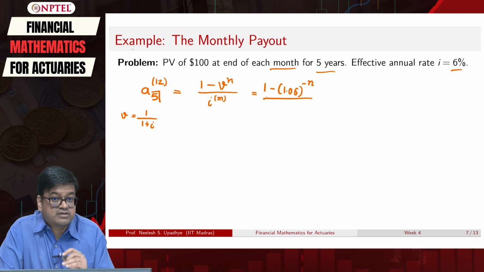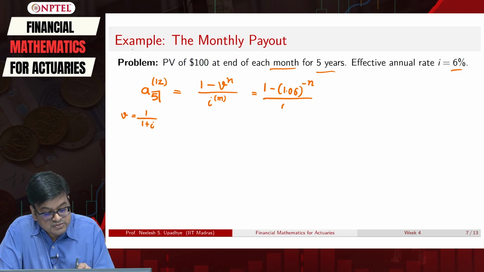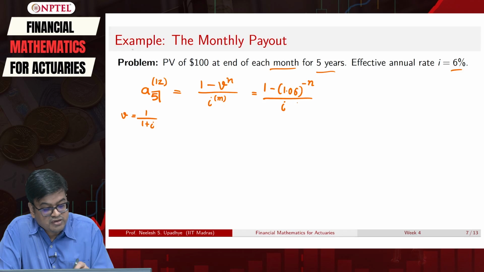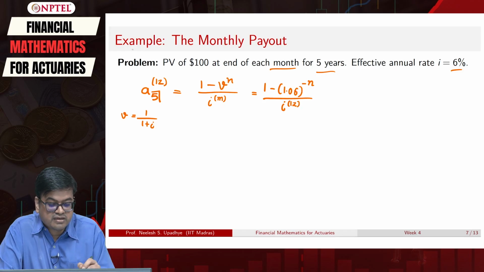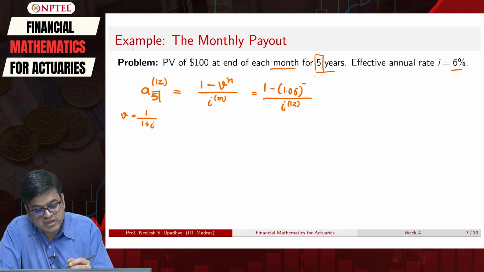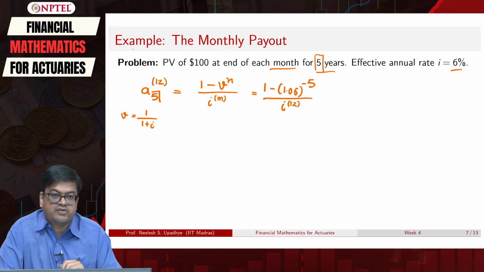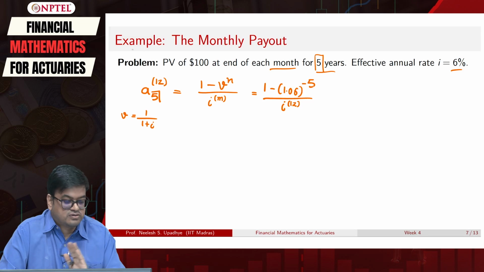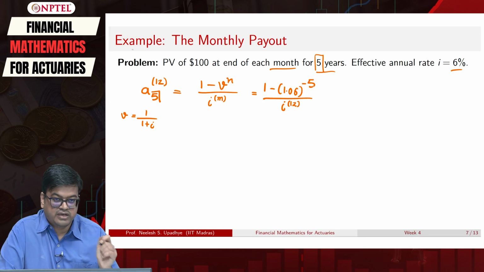I have not yet said what is n, right? And this will be I m, which is I 12. Let us look at what is n. Because this is the effective annual interest rate that I am computing, this will be 5 years, right? So this n will replace 5.